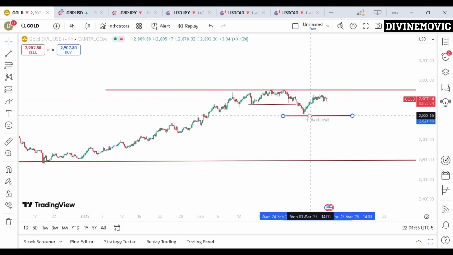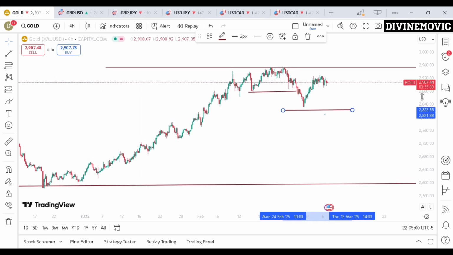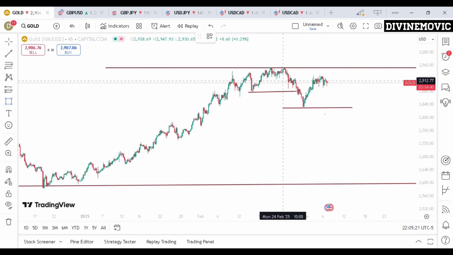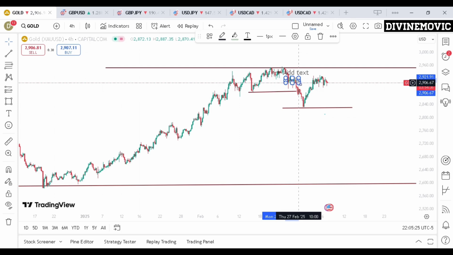Now for us to know if price is going to give us a break of structure or simply continue an uptrend, we want to understand how price moved from this particular high to this low that price created here by identifying a supply zone. In this case, here is obviously a supply zone that if price comes to this level, we should expect price to sell from this level.